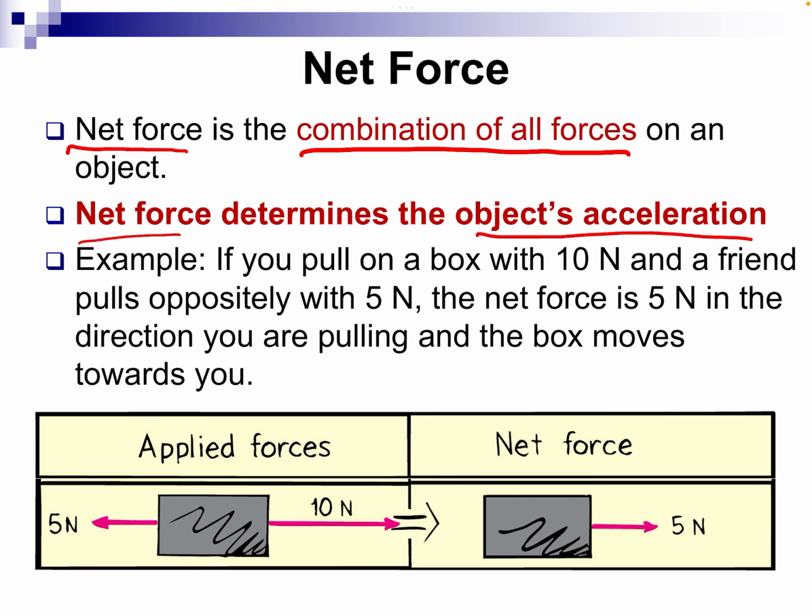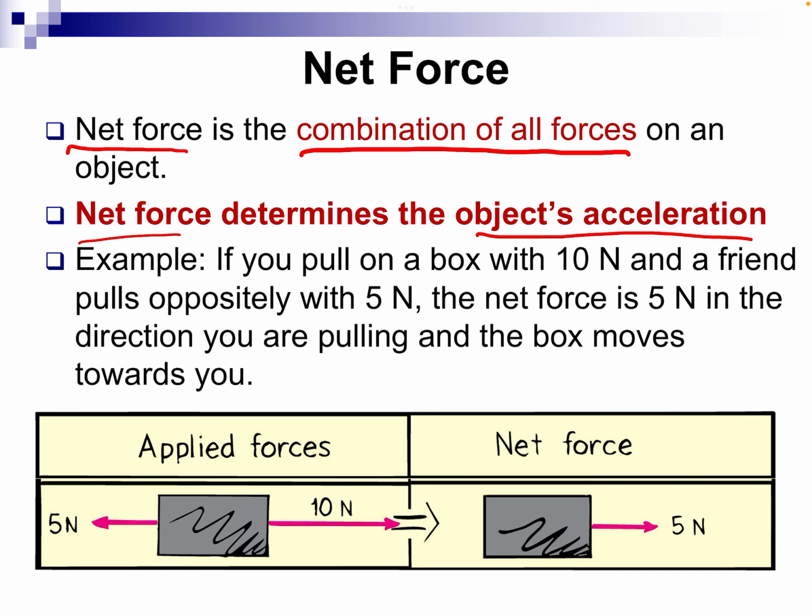Okay? If the net force is in the rightward direction, then you know that the object will accelerate to the right. Or here's an example shown here. If you pull on a box with 10 Newton force, as you can see in this figure here, and a friend pulls the same box oppositely with a 5 Newton force, we know that you have these two forces. They're both along the horizontal and they are in opposite directions.